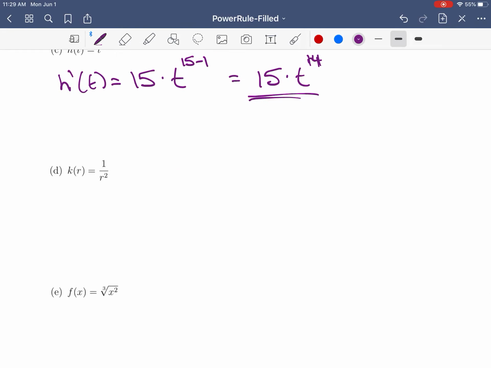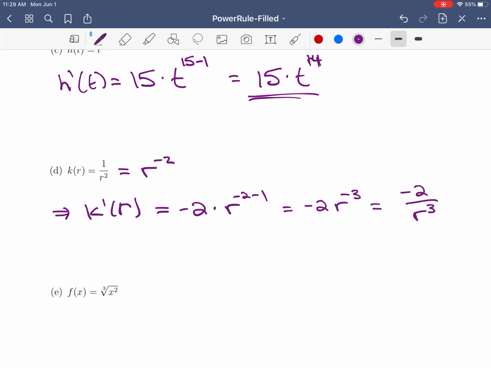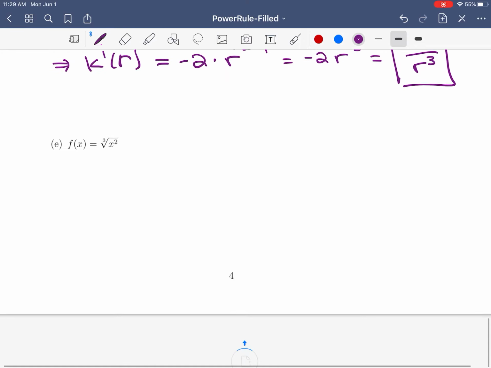Part D doesn't look like a power of r, so r is our variable here. That's the thing inside the brackets. But we can rewrite it, so this is r to the minus 2. So if we rewrite it, now I can compute the derivative using the power rule. So negative 2 r to the negative 2 minus 1. So that's negative 2 r to the negative 3, which I'd want to rewrite as negative 2 over r cubed. So we don't like leaving negative exponents usually. Okay, one more.